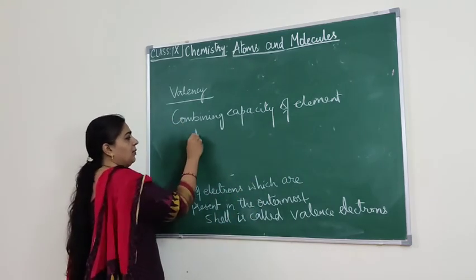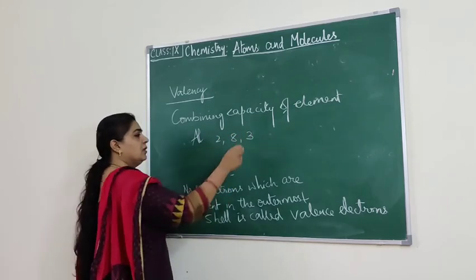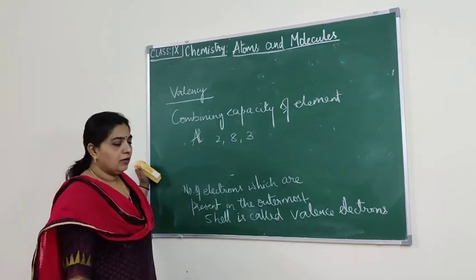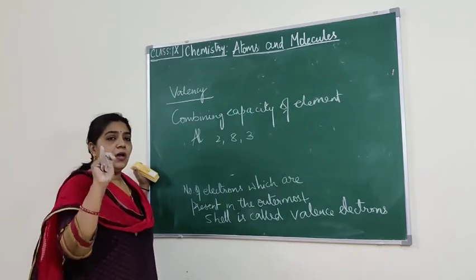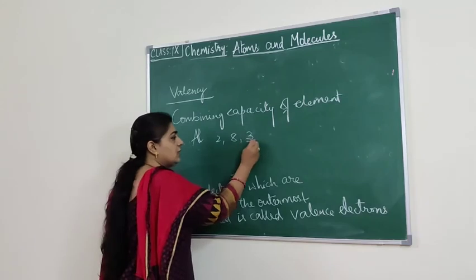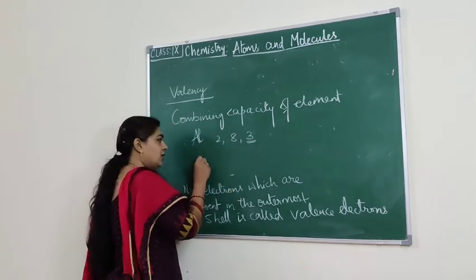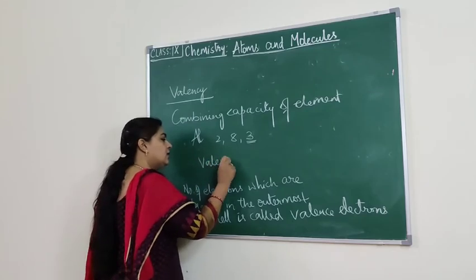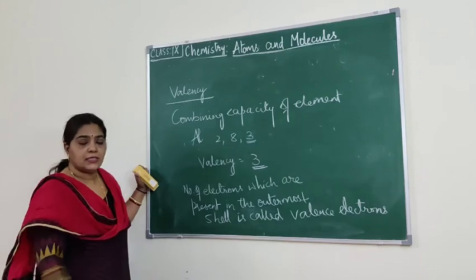Now tell me for aluminium. Aluminium is 13, so 2, 8, 3. So what is the valence electron? Valence electrons are the electrons which are present in the outermost shell. How many are there? 3 are there. So what is the valency of aluminium? It will be 3. Valency is 3.